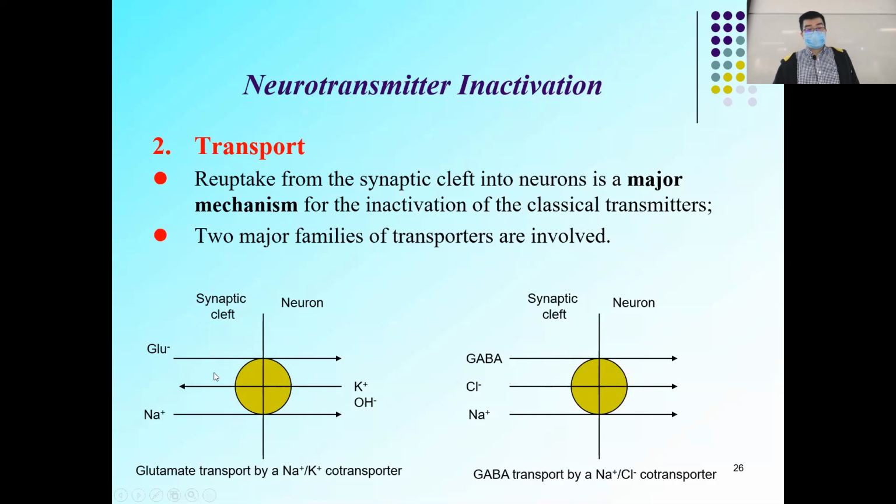Now here, you can see a glutamate transport by a sodium-potassium co-transporter. The sodium gradient and the potassium gradient store the energy for the transport. All these transports are energy dependent. Another example is GABA, using the chloride ion and sodium ion energy for the co-transport. Okay.